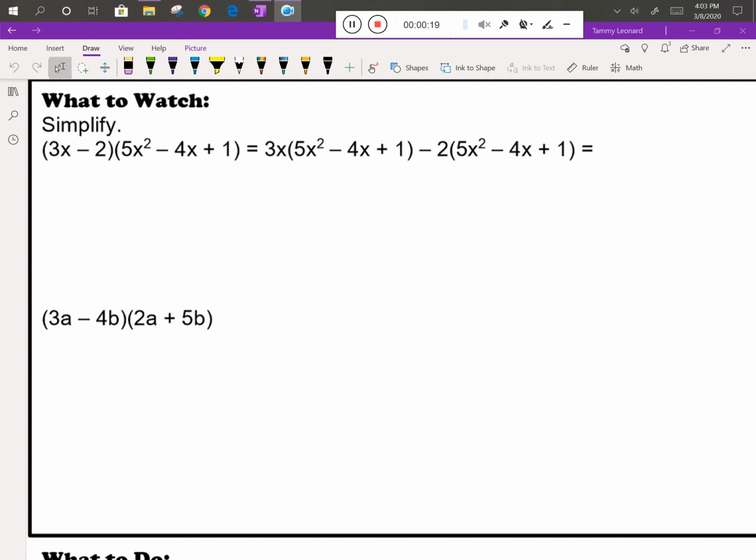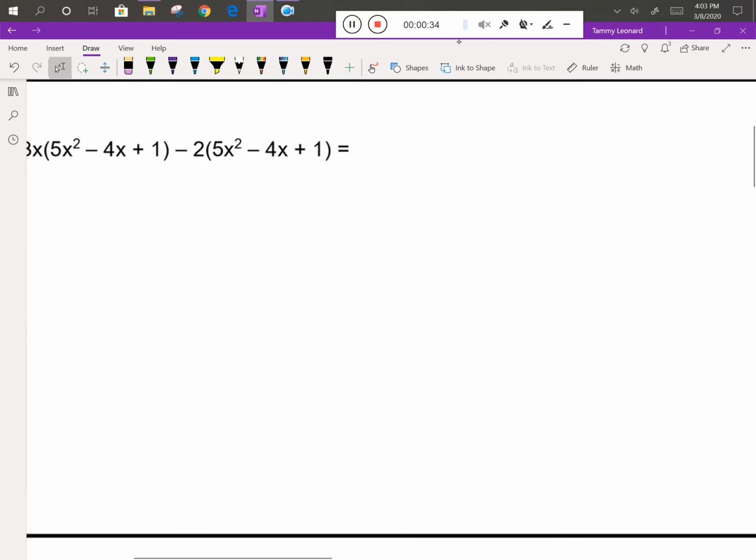It's a double distribution. First, we have to take the 3x and distribute it through the whole second binomial. Then we take the negative 2 and we distribute it through the whole second binomial. That's what's already been written out for you there. So from there, we actually need to do those two distributions.